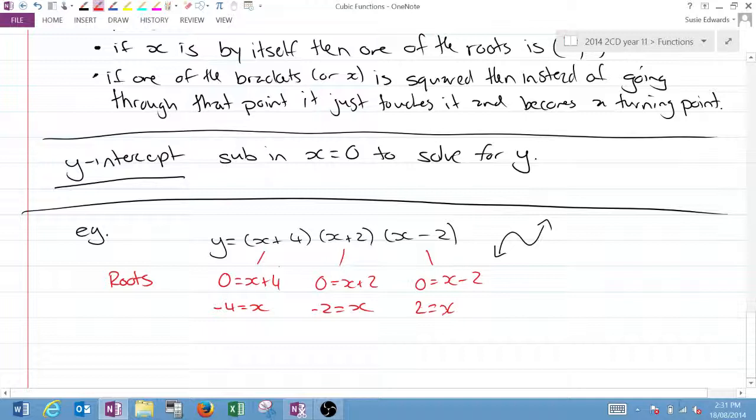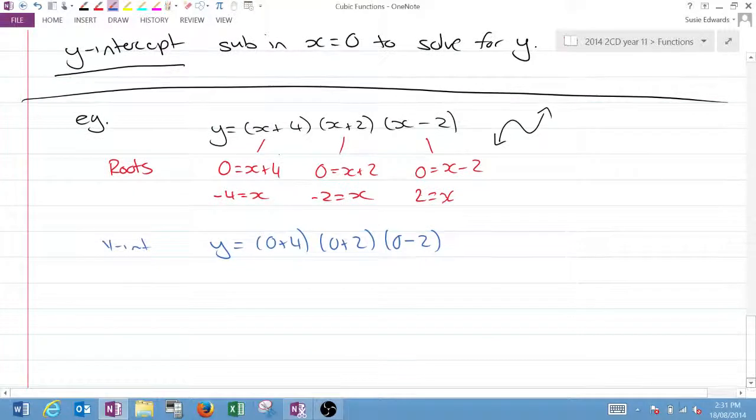Okay, what else do I need to find? The y-intercept. So, y equals 0 plus 4, 0 plus 2, 0 take 2. 4 times 2 times negative 2 is negative 16. So my y-intercept is (0, negative 16). Any questions? Those rules we did in quadratics. You see how it relates?